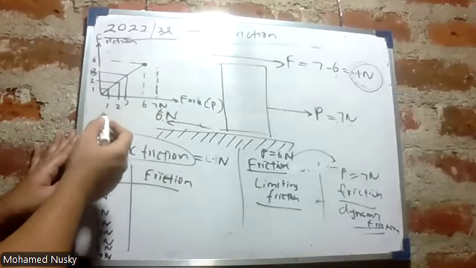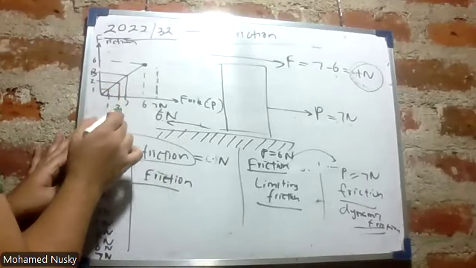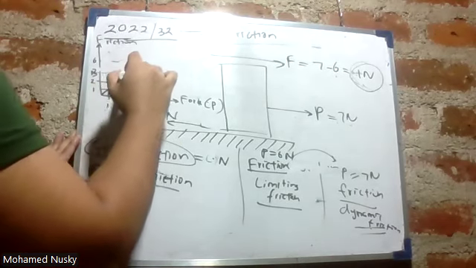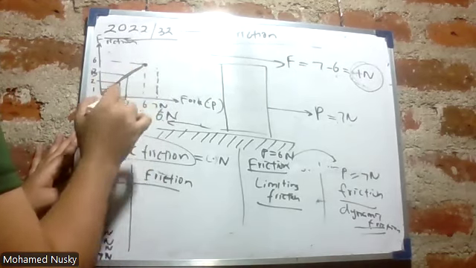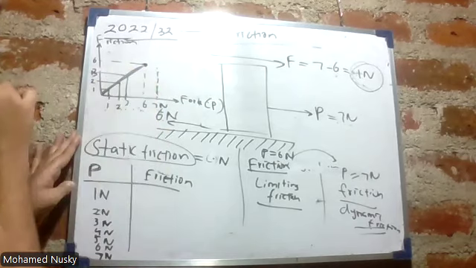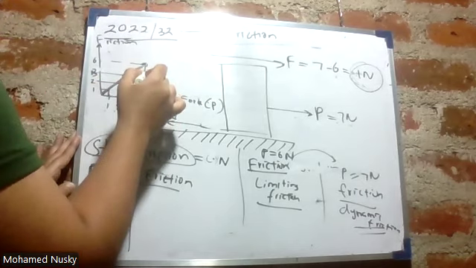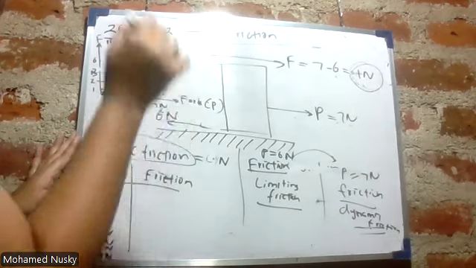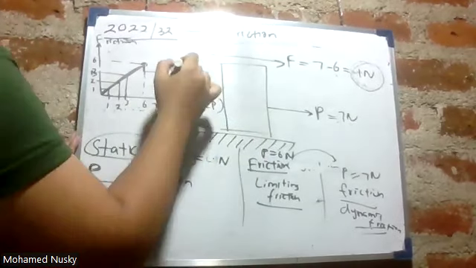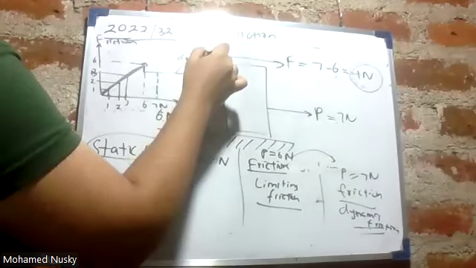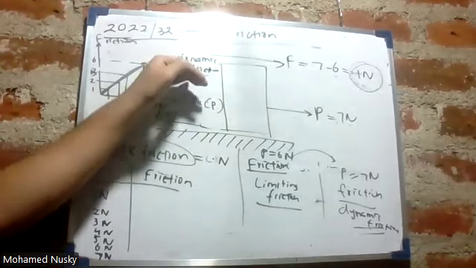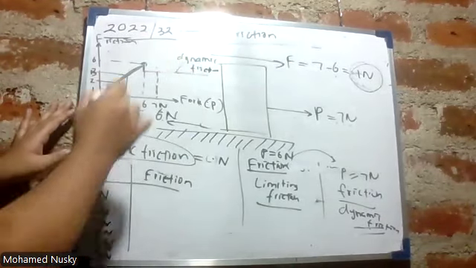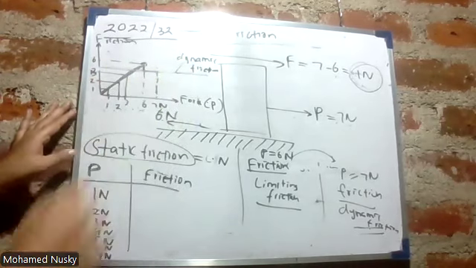So when I apply force, what will happen initially? 1, 2, 3, 4, 5, up to 5 Newton, static friction will be acting. At 6 Newton, limiting friction will be acting. At 7 Newton, the friction will slightly drop, and then it will remain the same. Here, dynamic friction will be acting. Always, dynamic friction is less than limiting friction.